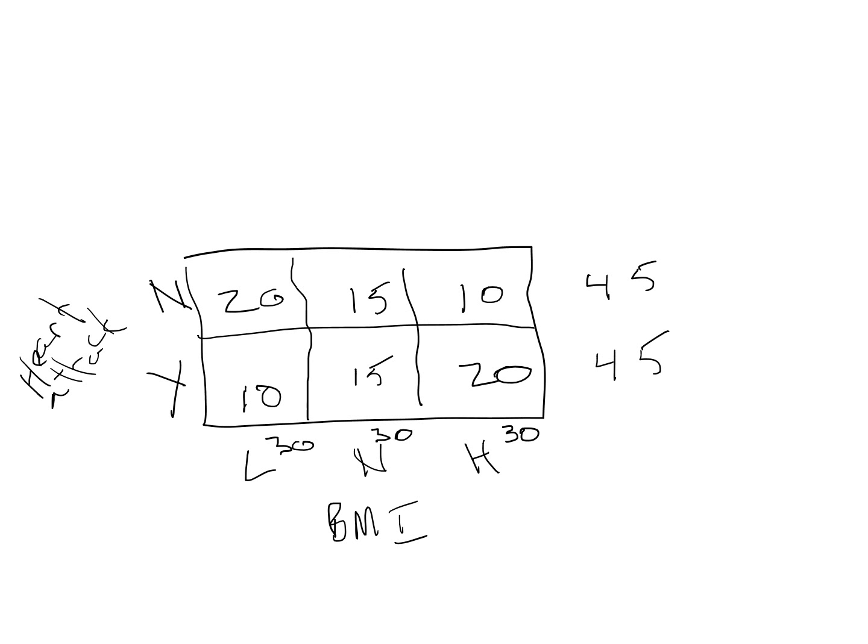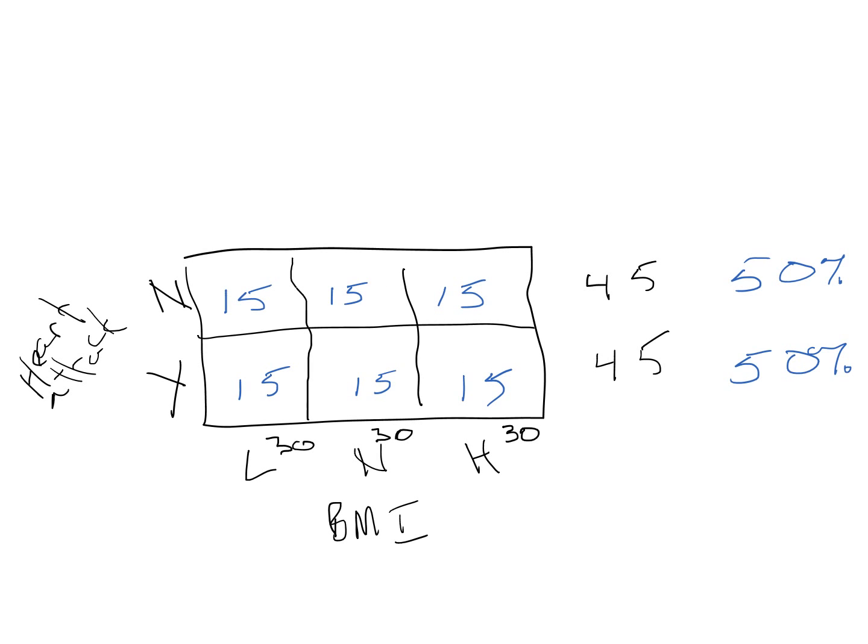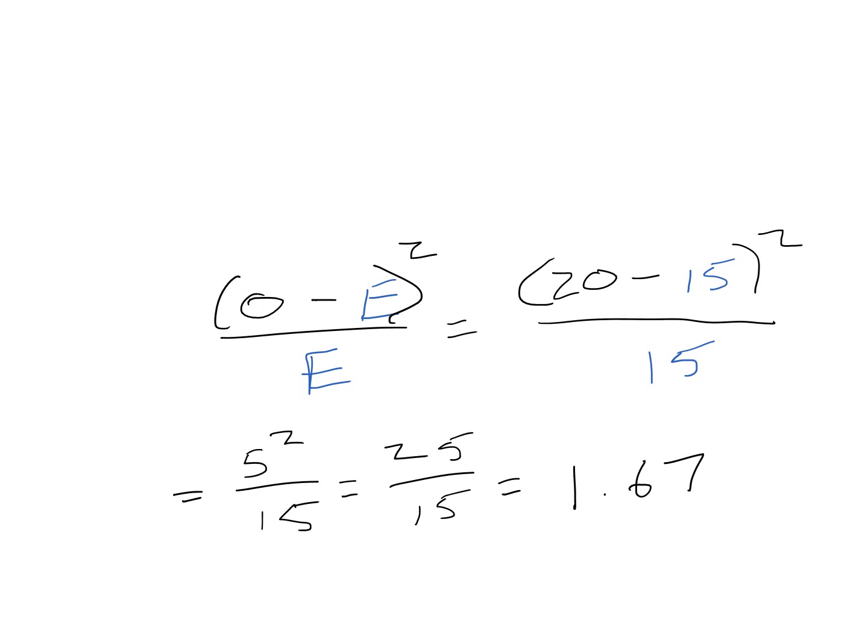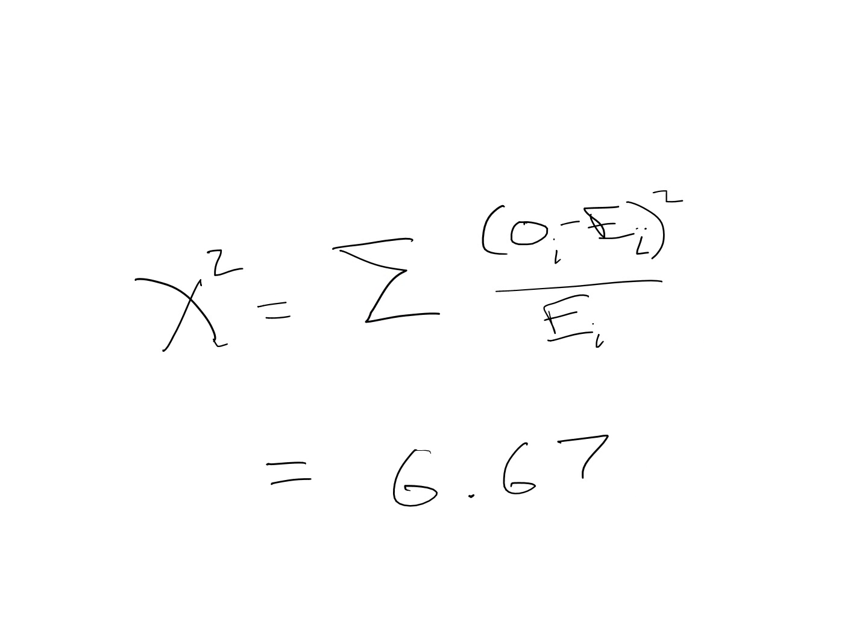For the first cell, our observed count is 20. Our expected count, if the null hypothesis were true, is 15. We plug these numbers into our formula to get the value for observed minus expected squared divided by expected. So in this case, we have 20 minus 15 squared divided by 15, which ends up equaling 1.67. We do this for every cell, and then we add things up. In this example, our total ends up being 6.67.